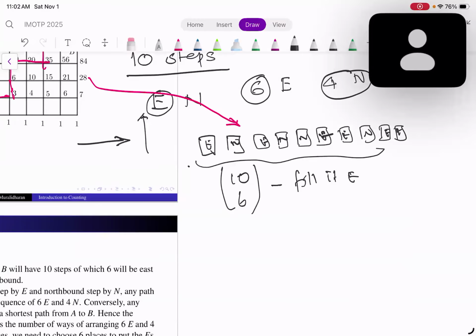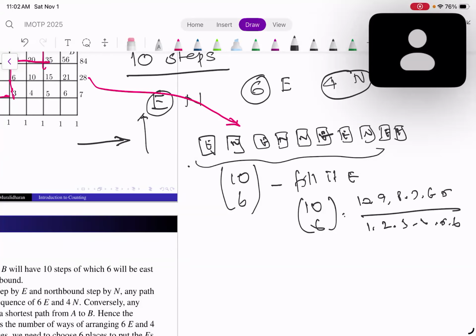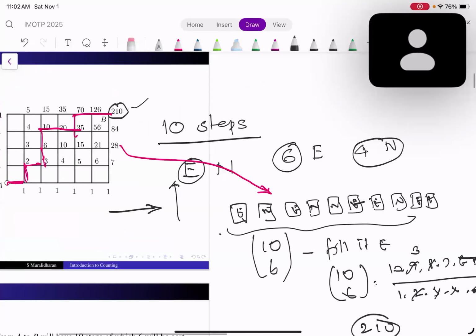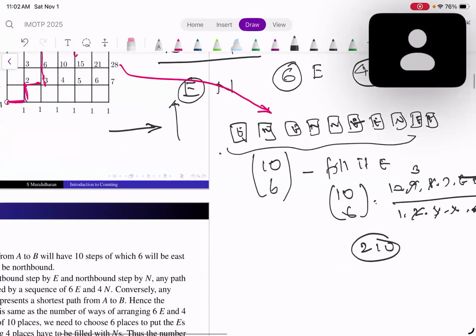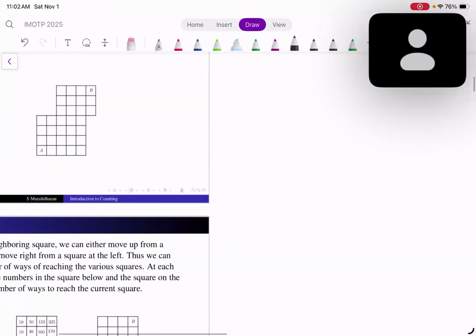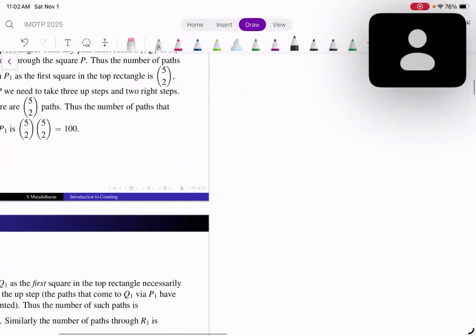Therefore, the number of paths is 10C6, which is 10 into 9 into 8 into 7 into 6 into 5 by 1 into 2 into 3 into 4 into 5 into 6. So 5 and 6 I can cancel out, and this I can cancel out, and this I can cancel out. So I have 210. As before, we got the same answer. Correct? Okay, now let's look at one more problem.